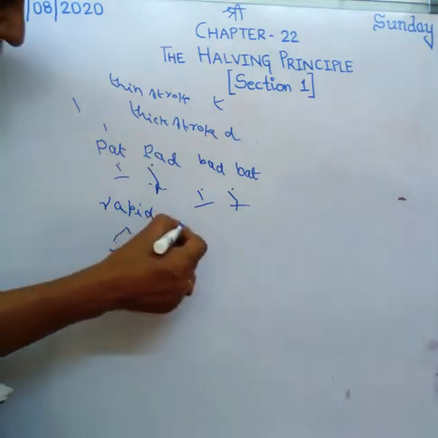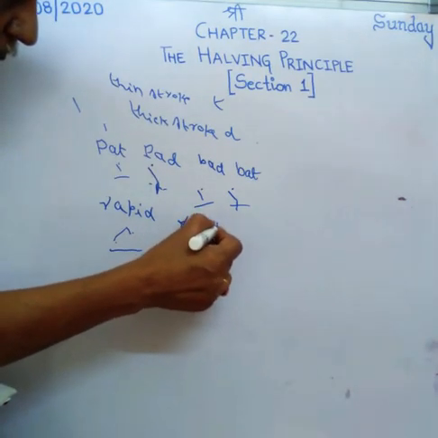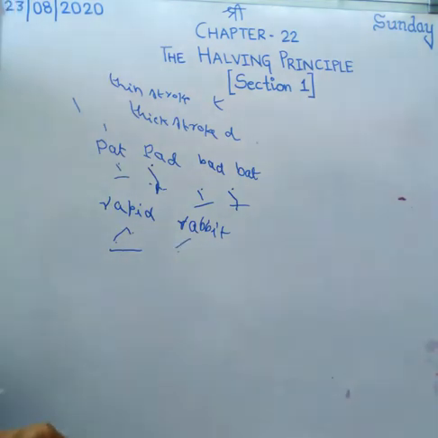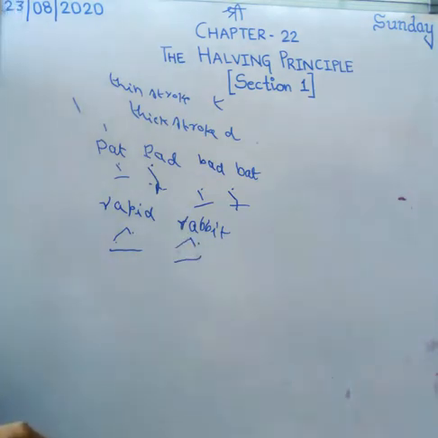In the same way, rabbit. Ra and then bit. By halving B, you have to add the sound of T. Here, even though B is a thick stroke, we can halve it and add the sound of T because the word contains more than one syllable. So this is the second rule. If a word contains more than one syllable, irrespective of whether it is a thin stroke or a thick stroke, we can halve it and add the sound of either T or D.